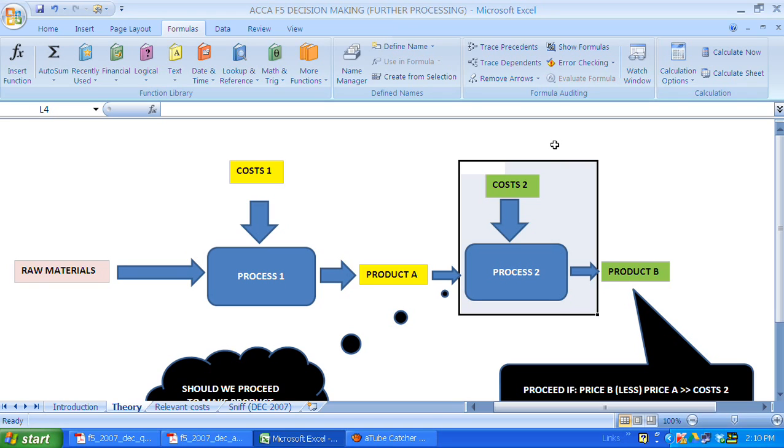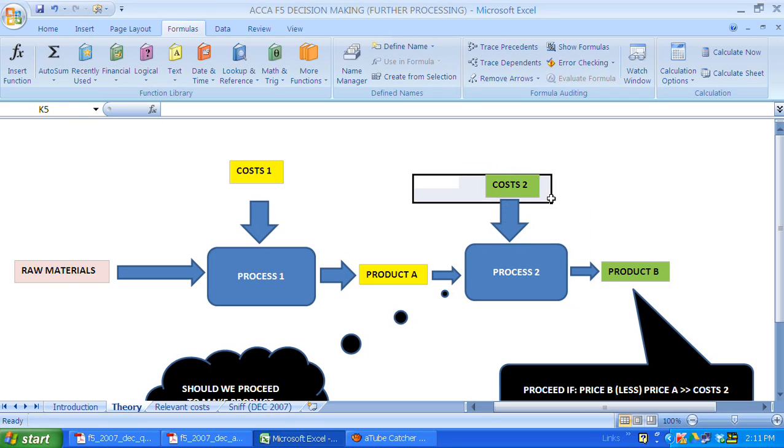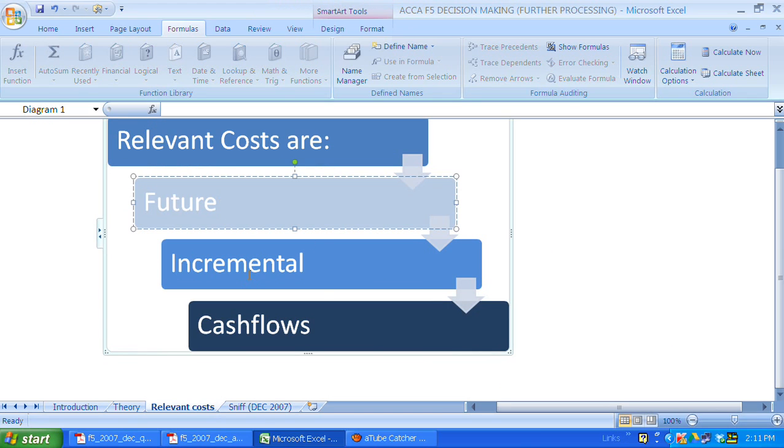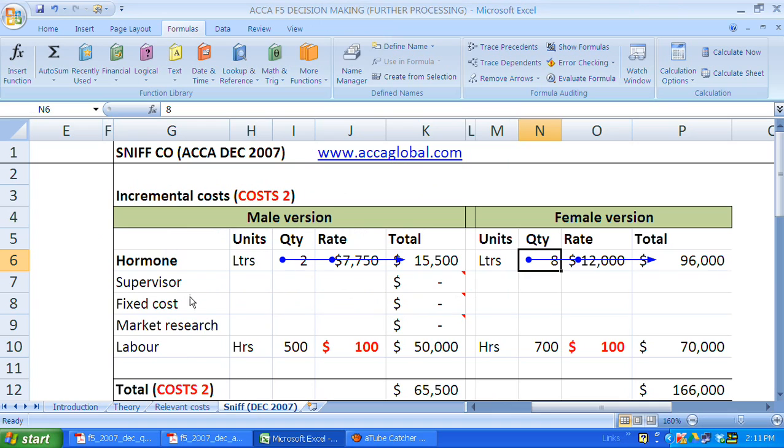So we have the normal perfume and we're adding additional costs. So the criteria is we need to figure out what the additional costs are and then compare them to the price of B less the price of A using relevant costing principles. So relevant costs are future incremental cash flows, and the hormone, clearly we can see that it's a future cash flow, it's incremental, and because of that it's a relevant cost, because we wouldn't incur the hormone costs if we were not going to make the decision of processing further.